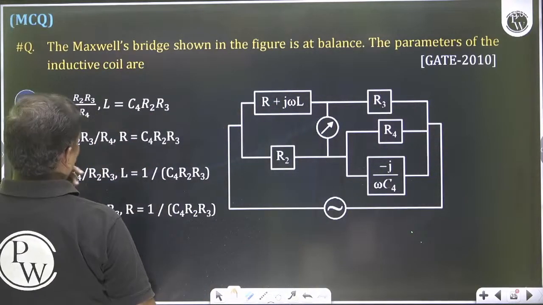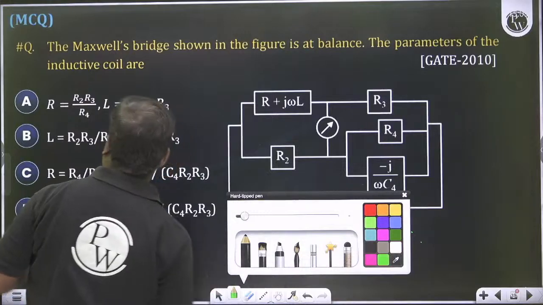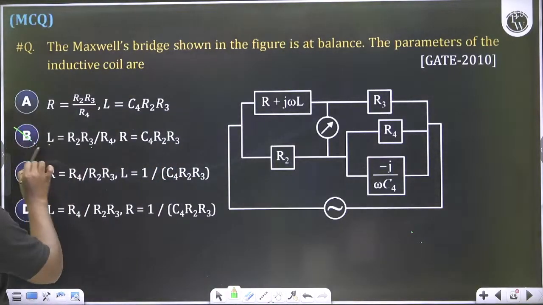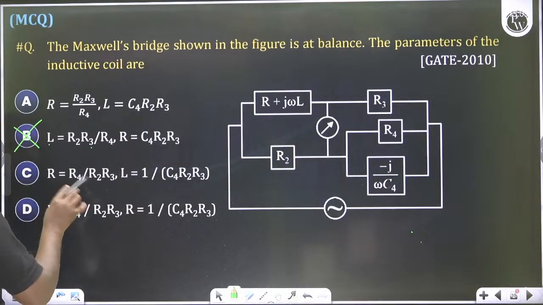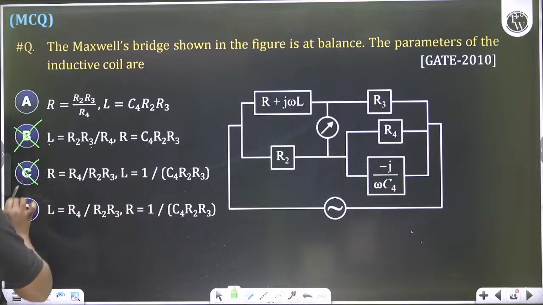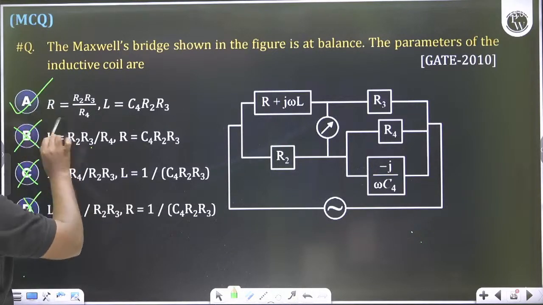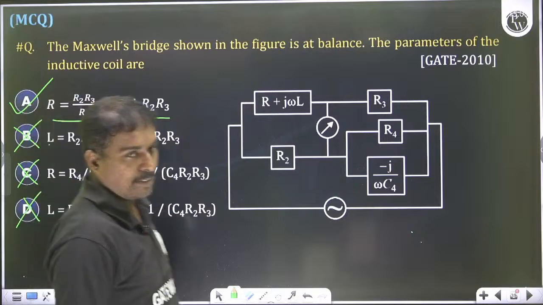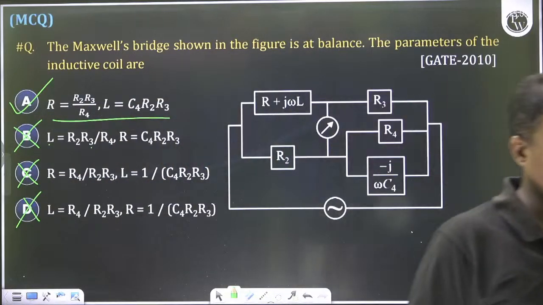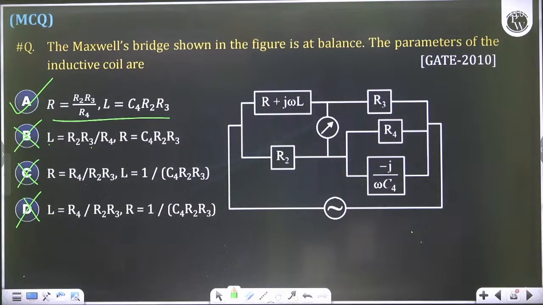So this cannot be the right answer from the options. This inductance cannot be this. So option B can be cancelled. R2 R3 by something should come. So this is also not right. L cannot be the inductance resistance term. So option A is the right answer. Option A is the right answer for this particular question. Okay, so let us go for the next question.